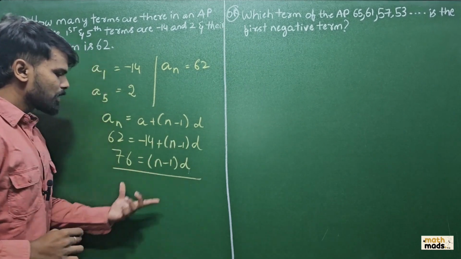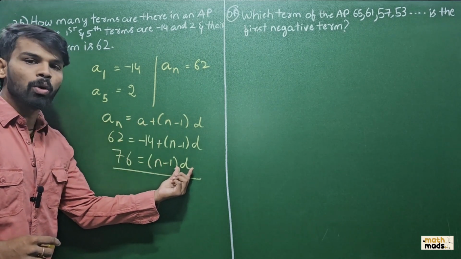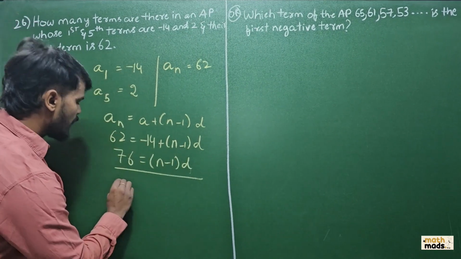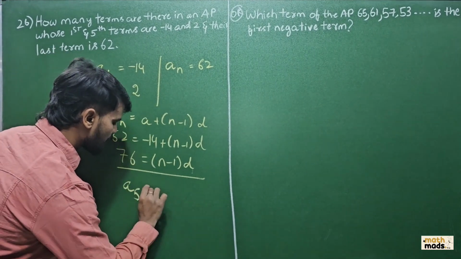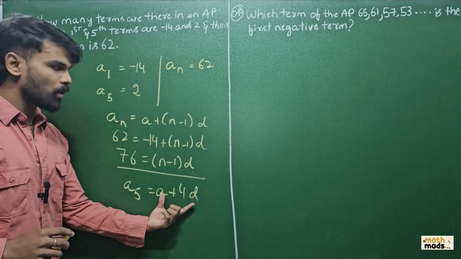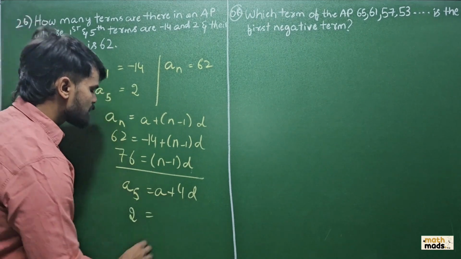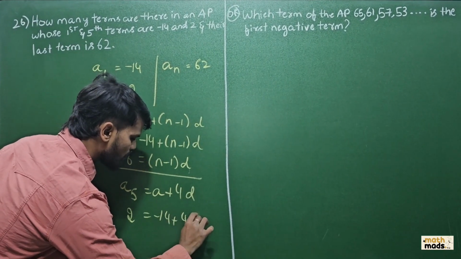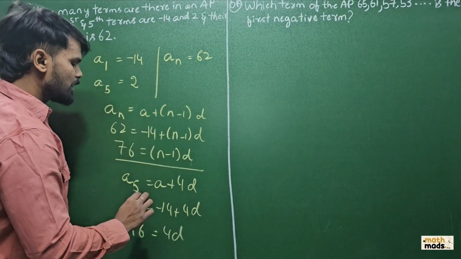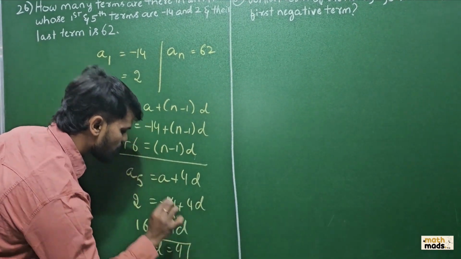Now this is the equation which you have got using the AN. Now you have to find N. You don't know what D is. Let's use the other information given here and find out D. I'll just consider A5. A5 is equal to A plus 4D. Correct? I can write A5 as A plus 4D. What is A5? A5 is 2, equal to A, which is minus 14, plus 4D. So 16 is equal to 4D. So your D value is nothing but 4. I'll just write it here. D is equal to 4.